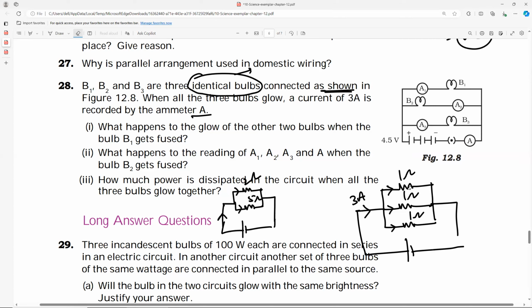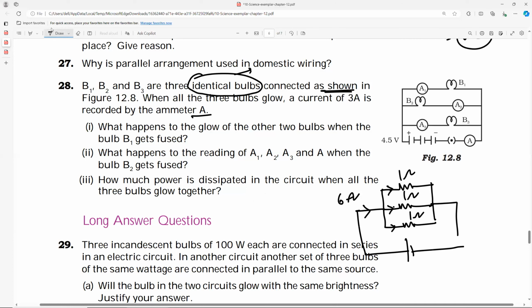3 ampere we have, 1 ampere through this one, 1 ampere through this one. Suppose we have 6 ampere, then it will be 2 ampere through this one, 2 ampere through this one, and 2 ampere through this one. The same current will go because of equal resistance. If we need to divide and they are equal, then the same current will flow. Now read the question, please, one more time.